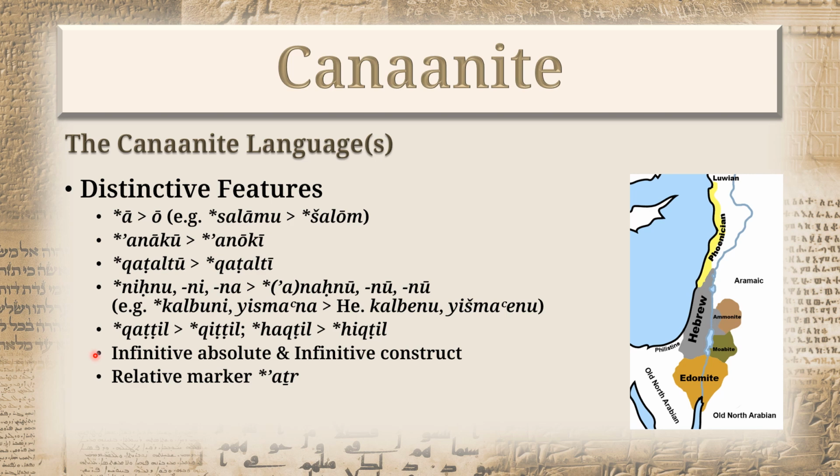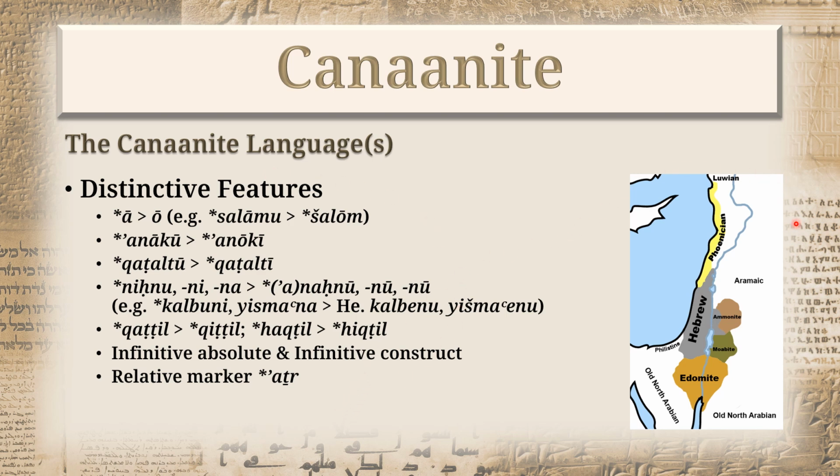Also, one feature of Canaanite is the infinitive absolute and infinitive construct, the two different forms in the G stem. And the last feature on this list is the relative marker derived from the noun athar, place, which is, for example, what we have in Hebrew when we say asher. And in Phoenician, for example, it is ish or is. Okay, so these are some distinctive features of Canaanite.